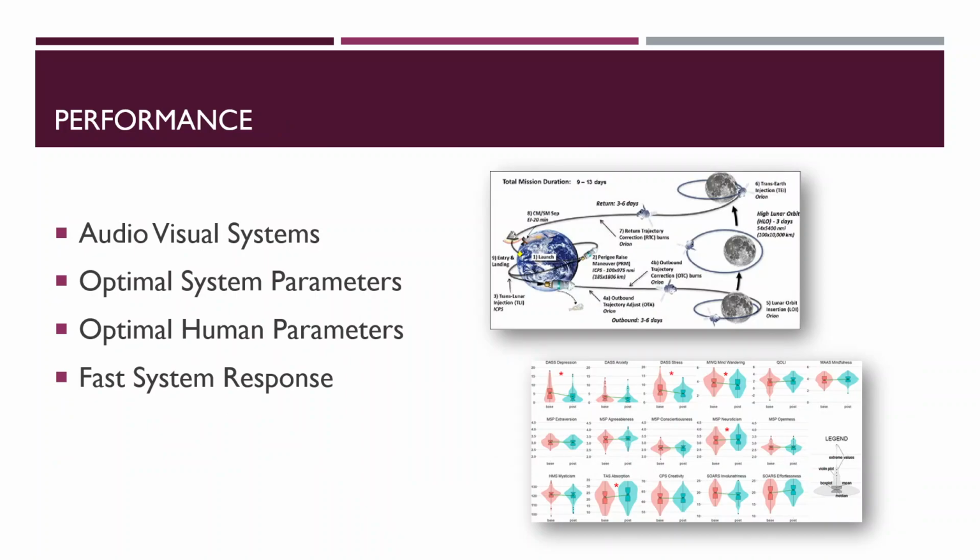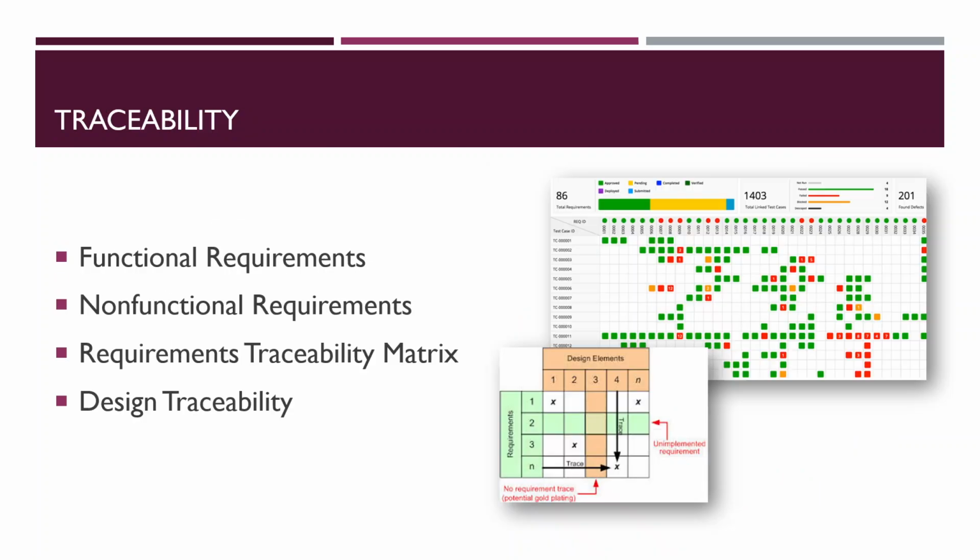Performance, back to parameters again: audio visual systems, system parameters, human parameters, the system response times as they relate to those parameters. We're back to parameters again. A moon base has tolerances, right? What does the air quality have to be like? What does the air temperature have to be like for humans? These are operational parameters that need to be understood. So our system architecture needs to take into account parameters, both system and human.